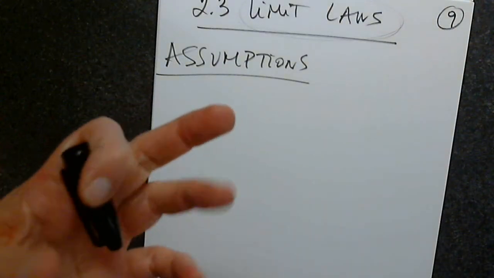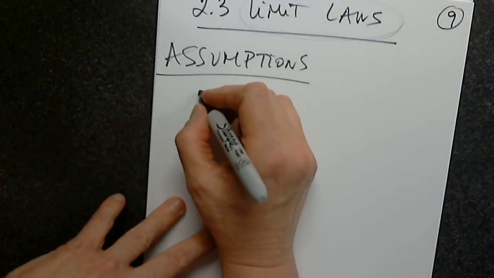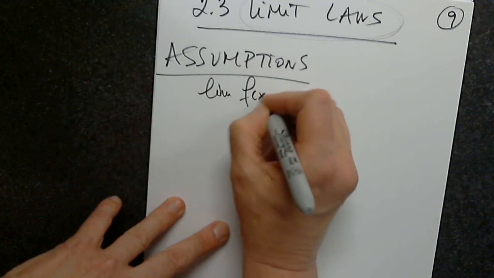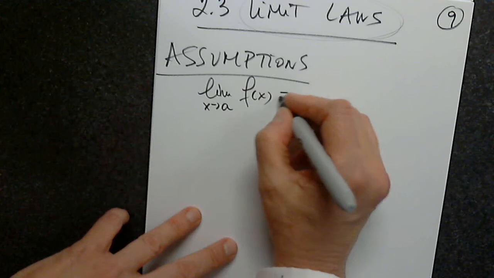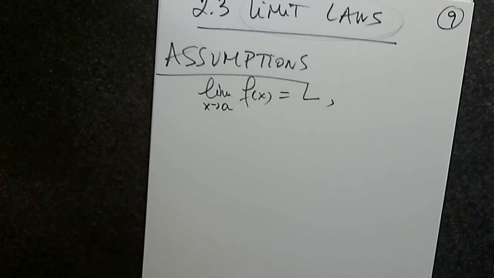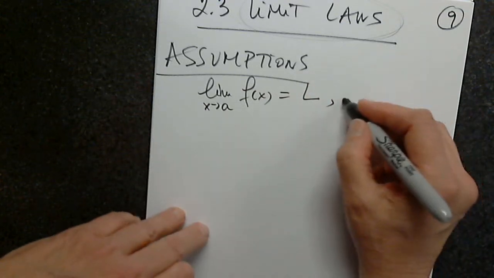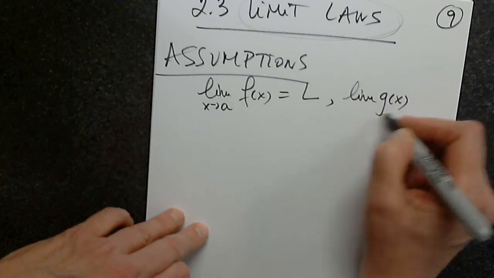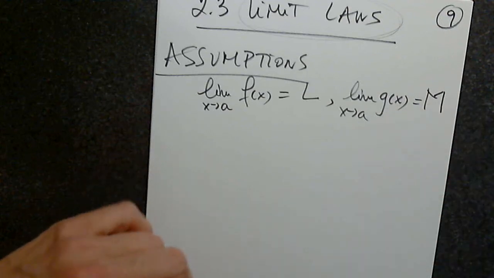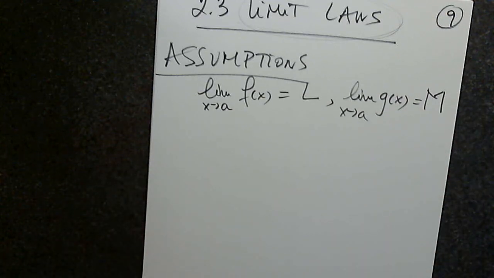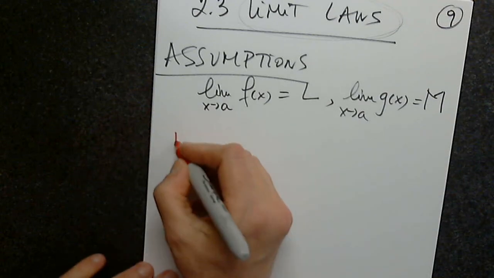Since we're going to be looking at two different functions, I'm going to say that the limit of f of x as x approaches a from either side exists. Let's say it's a number L. And another function, the limit of g of x as x approaches a from either side exists as well. And I'm going to say in general it's just a number m. Can we put a number in those? Yeah, they can even be equal. It doesn't matter. So here is our first limit law.